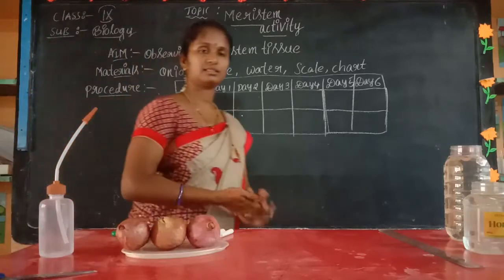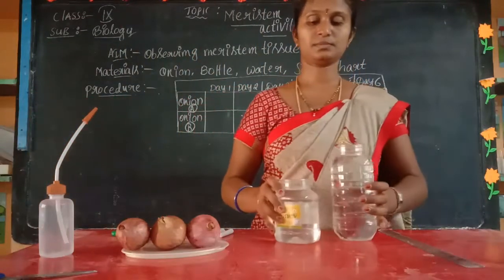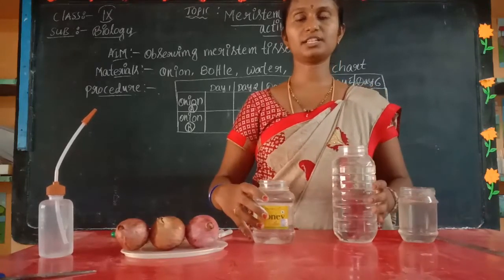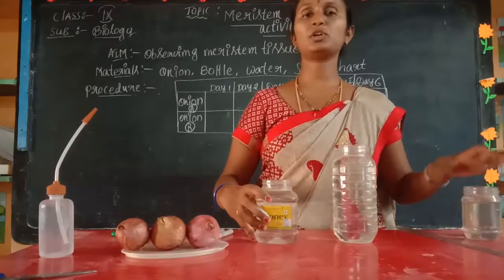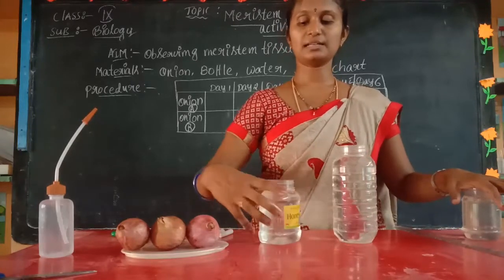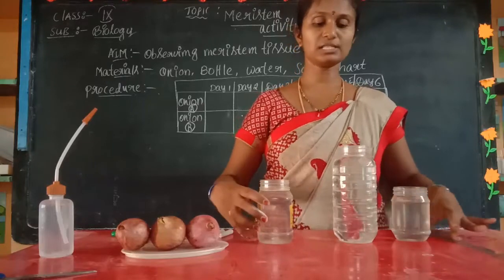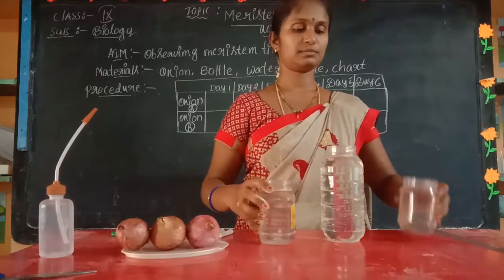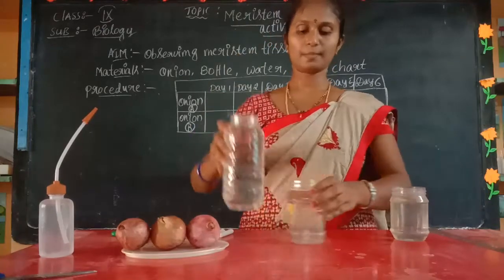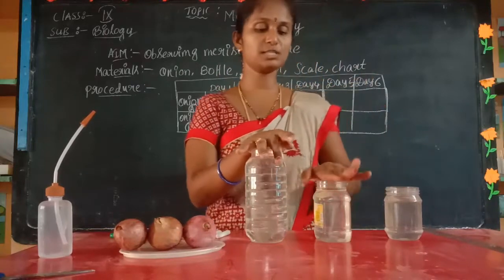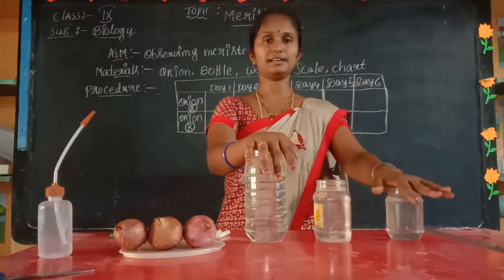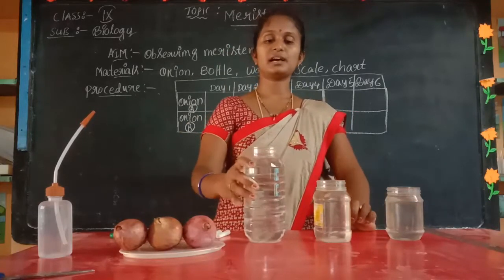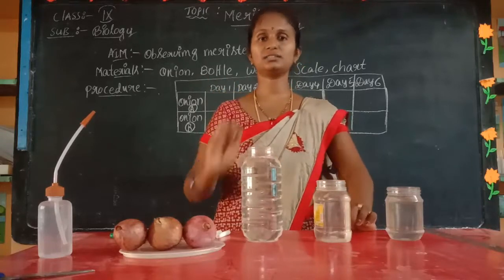And we should take 3 bottles. I am going to take 3 bottles. One bottle is for any further purpose, and I filled the 3 bottles with water. This is bottle A, this is B and this is C. And next, I took 3 onions of the same size and fitted them onto these bottles.